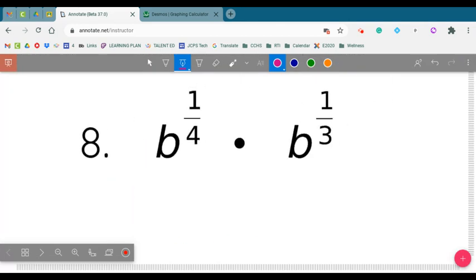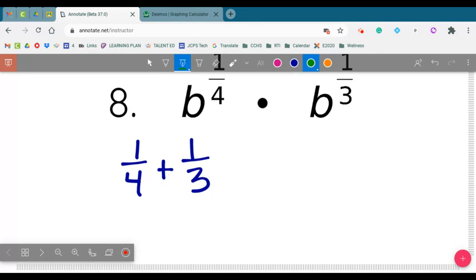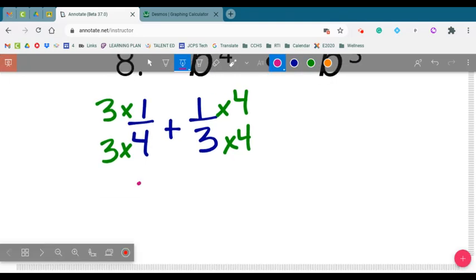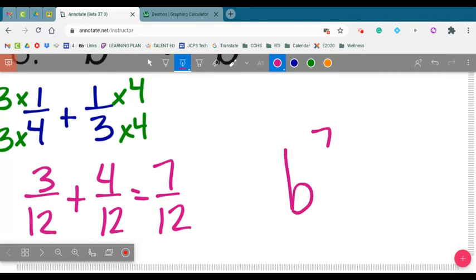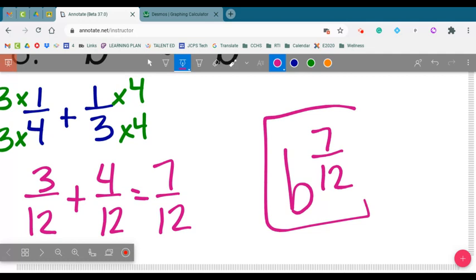Okay, this one has my lovely fraction. So I'm going to do 1/4 plus 1/3. I have to find a common denominator. So the common denominator between 3 and 4 is 12. So I'm going to multiply 4 by 3 to get to 12. And what I do at the top, I got to do the bottom. And I'm going to multiply 3 by 4 to get that. So I'm going to have 3 over 12 plus 4 over 12. This is going to give me 7 over 12. So that is going to be my exponent for B. Again, if you need to use your calculator, you can use your calculator. If you need to use Desmos, use Desmos.